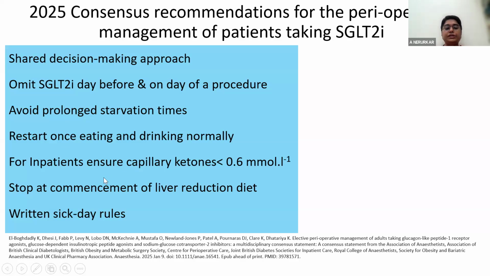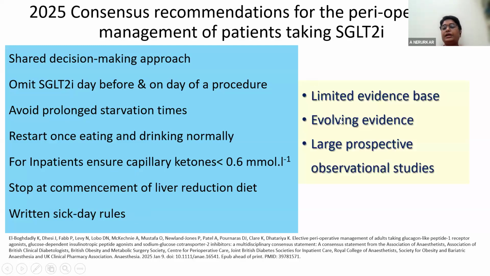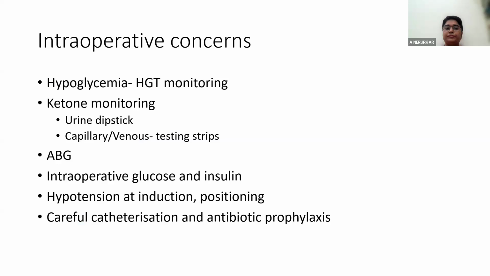In bariatric surgery, they usually start the liver reduction diet 10 days prior to the surgery. So at that moment itself, you will have to omit the SGLT2 inhibitor and give a sick day rule, which states that if the patient is sick, they have to stop the SGLT2 inhibitor. However, the caveat is that this is limited evidence. Evidence is still evolving, and they have also asked for large prospective studies to have a firm recommendation.